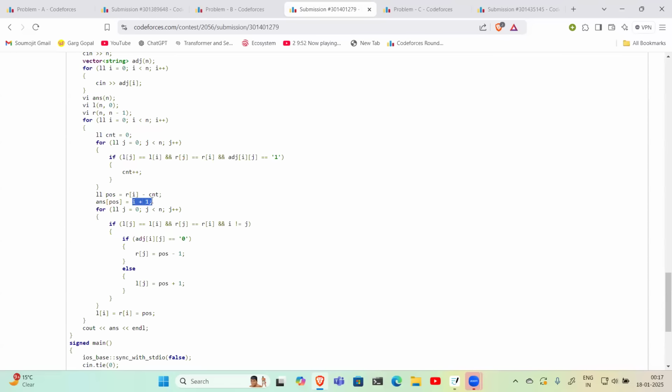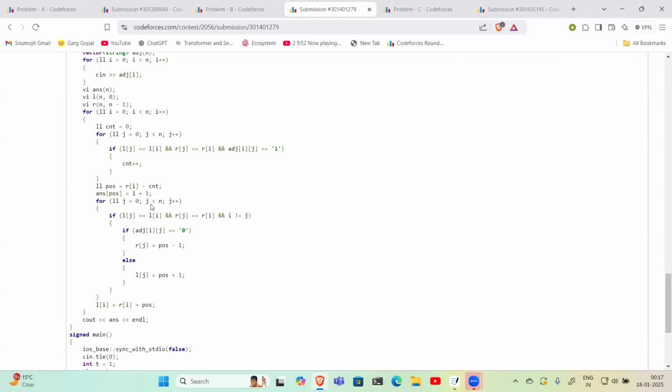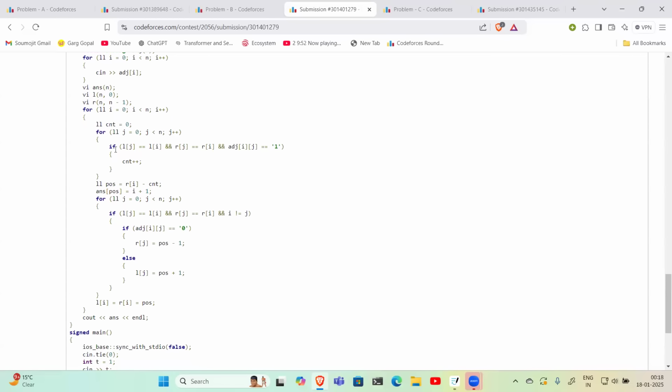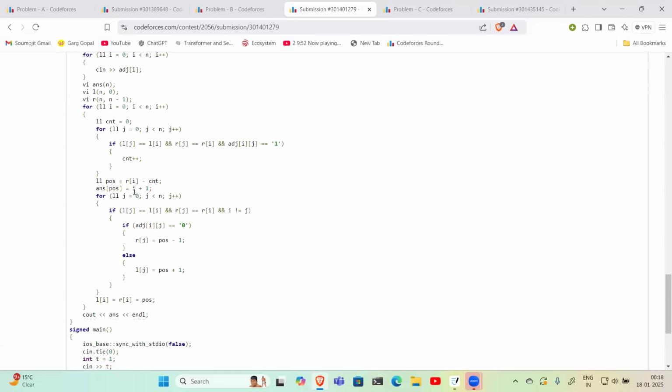Why I plus 1? Because I goes from 0 to n minus 1, so I was using 0-based indexing in my code. But when I need to print the output, I need to use 1-based indexing. So just a plus 1 for that. Apart from that, I have found the answer, but we are not done yet.